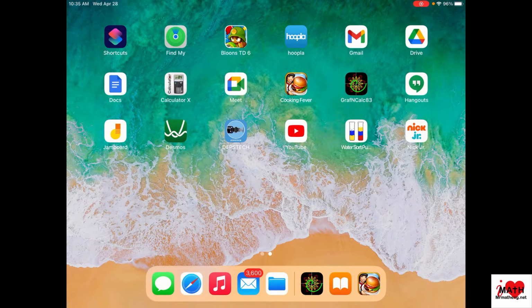Let me also show you what I downloaded there. I'm on an iPad, and this one's called Graph and Calc 83. It mimics a Texas Instruments 83 calculator. You can go ahead and get one. I would recommend getting a graphing calculator. It's best if you have a physical calculator in hand, but if you need to use the app, then you can.